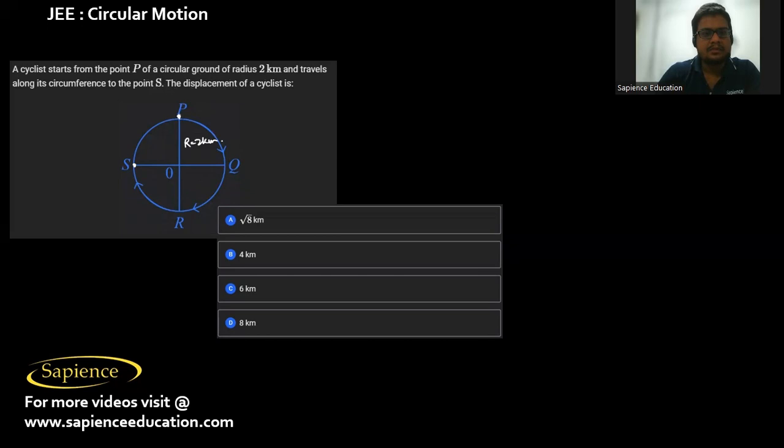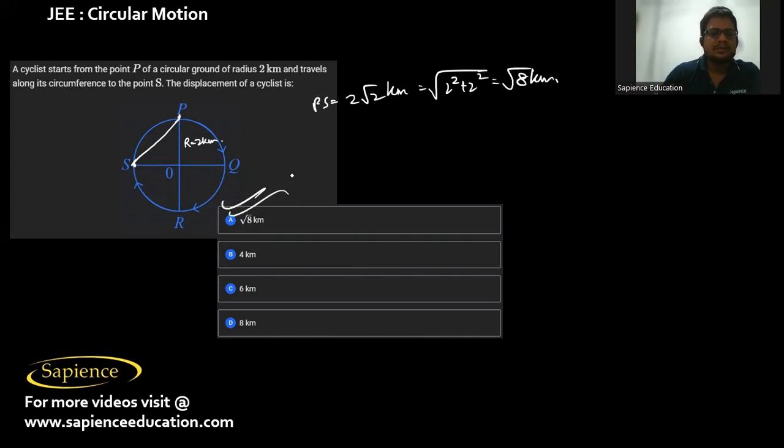A cyclist starts from the point P of a circular ground of radius 2 kilometers and travels along its circumference to the point S. The displacement of the cyclist is? So we have to find the displacement, which is P to S, this length. The length PS will be equal to 2 root 2 kilometers, since it will be the square root of 2 square plus 2 square. That is root over 8 kilometers. So option A is the correct answer.